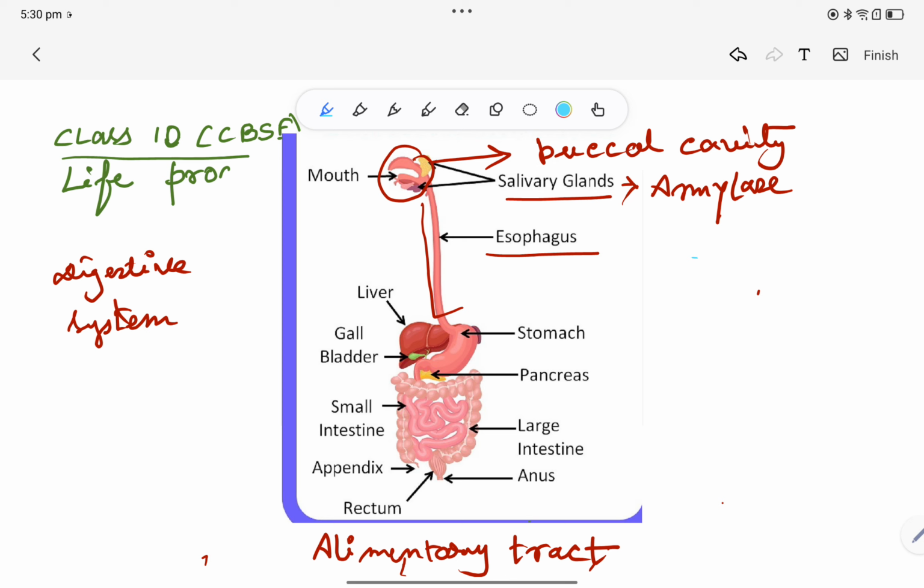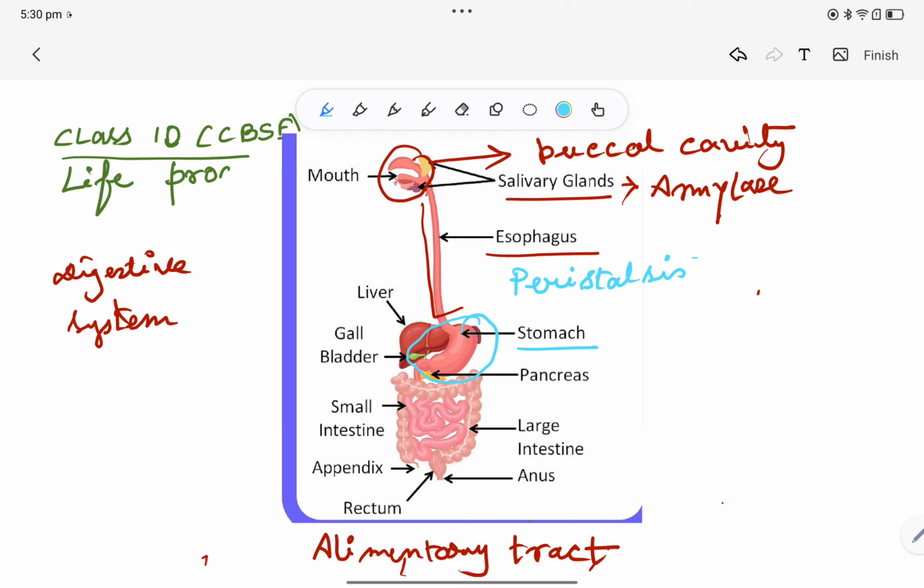Now this esophagus uses rhythmic contractions. Now this type of rhythmic contraction is called peristalsis. Okay, via peristalsis food reaches the stomach. This area is called stomach.